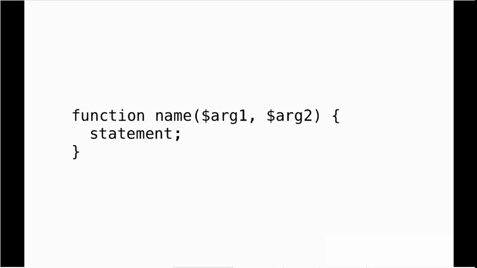You define a function by first saying function, and then a space, and then the name that you want to give this function. It's very much like the variable names that we assign, and the rules are very similar. We can have letters, numbers, underscores, and dashes. You can't have any spaces though, and it must start with either a letter or an underscore. Unlike variable names though, function names are case insensitive.